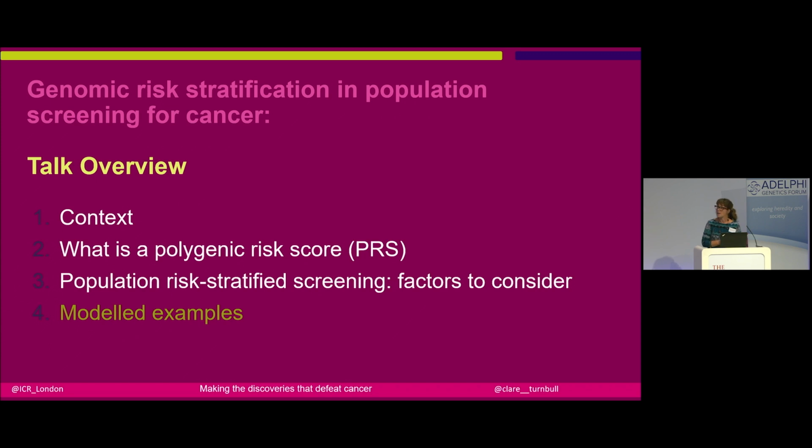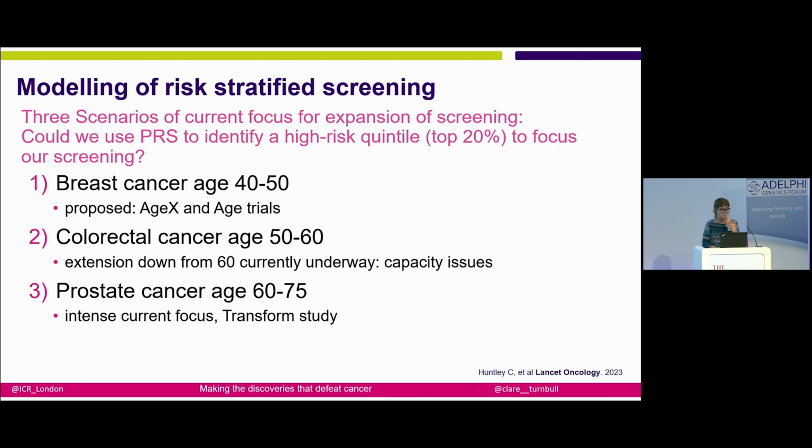So I'll just work through very quickly a modelled example. We tried to put together this notion of the polygenic risk score. There are some people who study polygenic risk scores over there, and some people who study screening over here, and these worlds never come together. That was what I wanted to try and do.